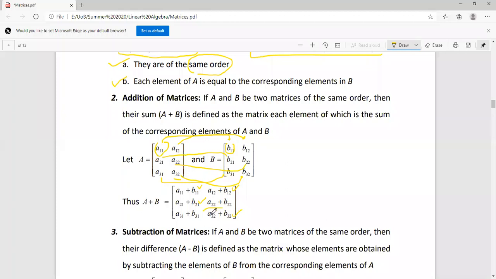So you cannot change the order when you add two matrices. Similarly, you can subtract them as well. If you subtract them, A11 minus B11, it will become A minus B.